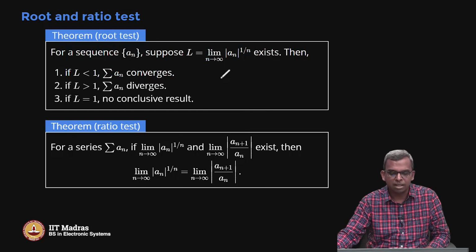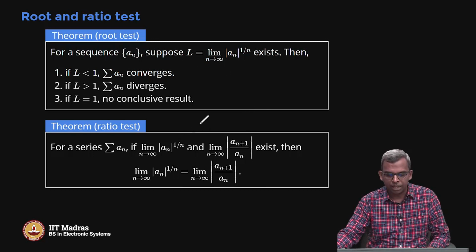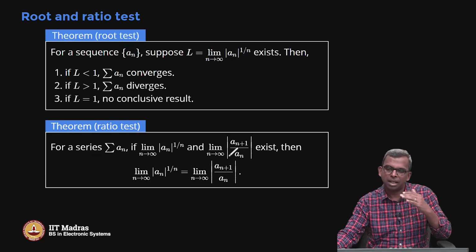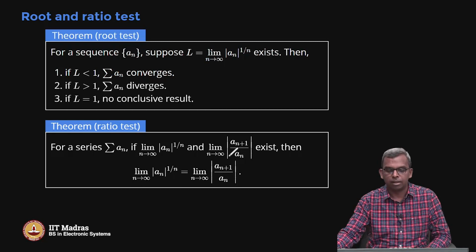So the root test is the most powerful one. The ratio test is slightly simpler, and it applies with slightly lesser validity.